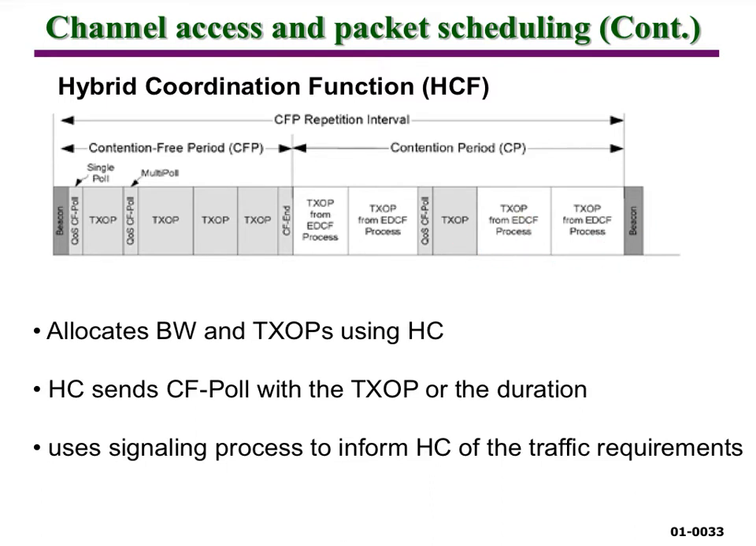And then we'll go back to normal. We'll go back to traffic opportunities, which are, again, up for grabs, and everyone contends on it, and so on. So the hybrid coordinator can then control the bandwidth or the throughput from each node by controlling the allocation of these traffic opportunities.